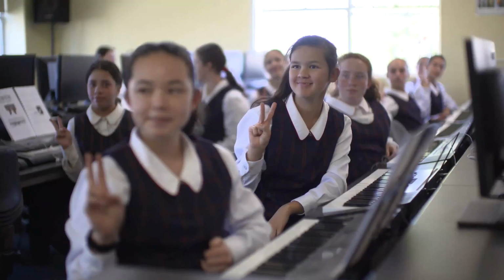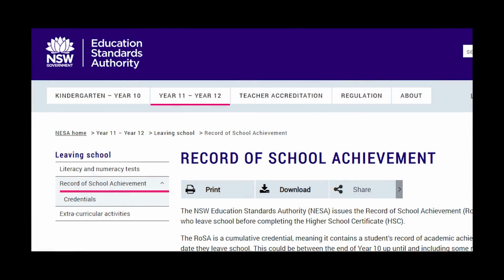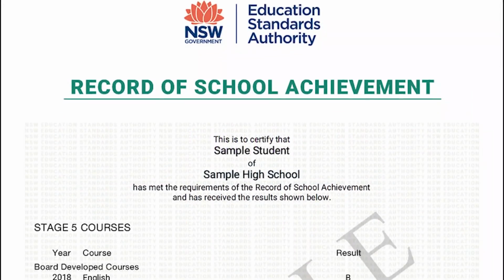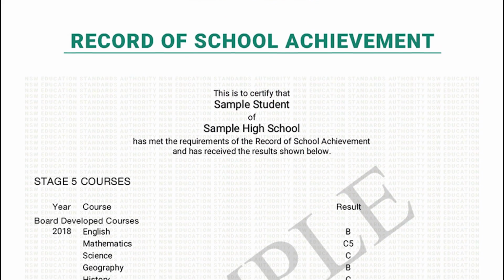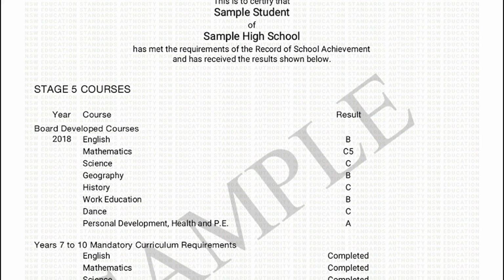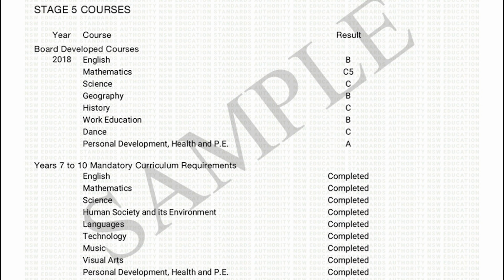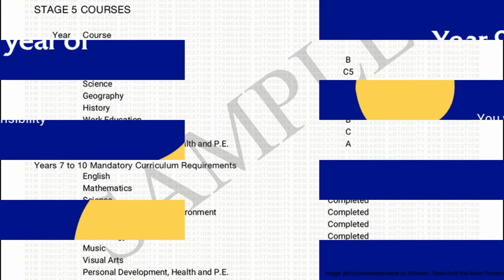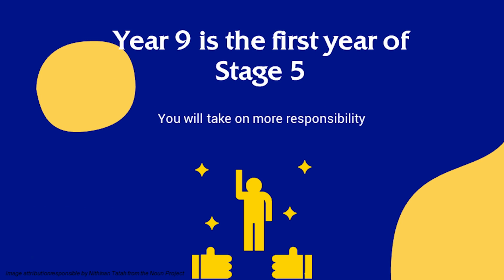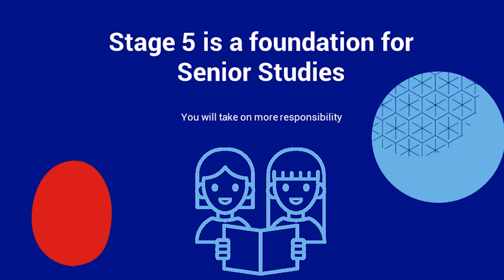In Stage 5, we continue to work towards a Record of School Achievement, or the ROSA. This credential is issued by the New South Wales Education and Standards Authority. This is a credential that contains a student's record of academic achievement up until the date they leave. It includes the A to E grades of all Stage 5 courses. What's important is that a student must be eligible for their ROSA at the end of Stage 5 for entry into their Year 11 courses. So as we head towards Stage 5, we make sure that everyone is aware of all the requirements.